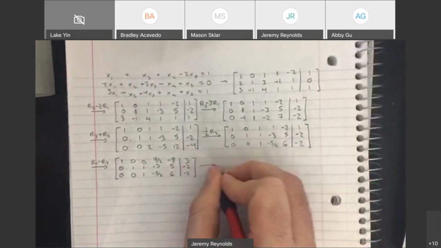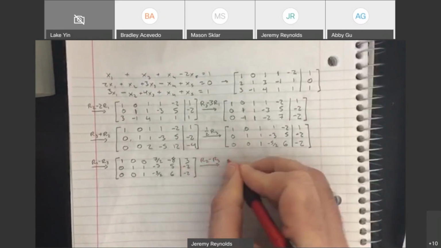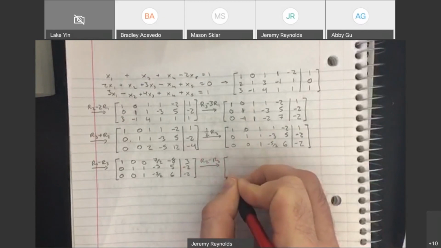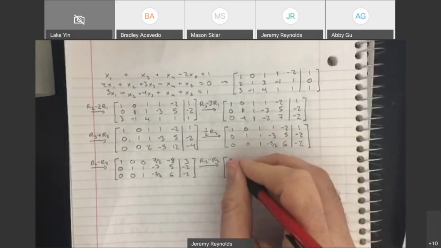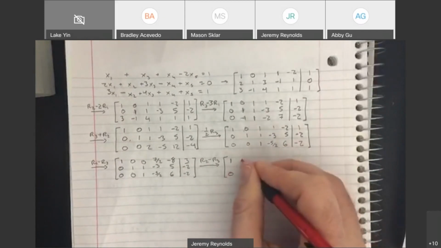Now the last step is we're going to take row 2 minus row 3. So row 1 and row 3 are going to stay the same.